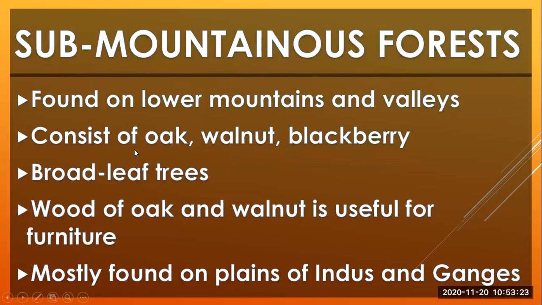They consist of oak, walnut, blackberry. These are the names of the trees which are grown over there. Okay, and these trees have broad leaves. If you see the leaf of oak, walnut, and blackberry, it would not be needle-shaped like the mountainous ones. Those would be broad leaf, right? Wood of oak and walnut is useful for furniture, mostly found on the plains of the Indus and Ganges. Okay.